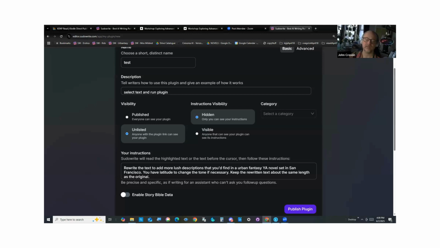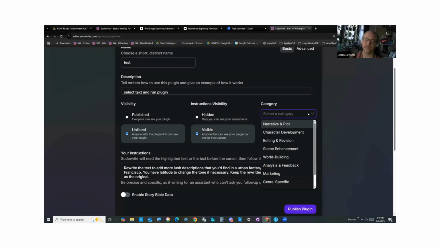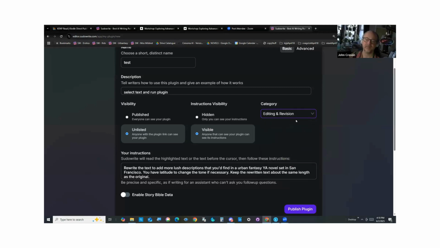This is the instructions visibility, hidden or visible. I want to make mine visible, but it defaults to hidden. And it wants you to select a category. I'm going to make one that's about editing and revision today. The category is not that important, but you need to choose one. Make a guess. No one's going to worry too much about it.